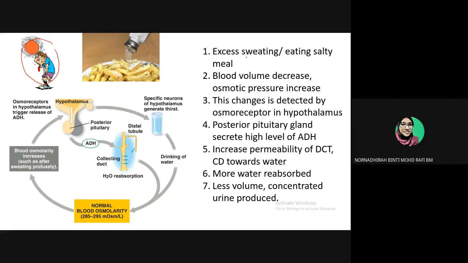excessively sweating or we eat salty meal ataupun salty food. Contohnya benda yang masin ni kan, banyak garam. Okay, so what will happen? Kita ambil contoh excess sweating. Blood volume kita decrease. Why? Sebab kita berpeluh, kita akan mengeluarkan water. So blood volume decrease and osmotic pressure increase.